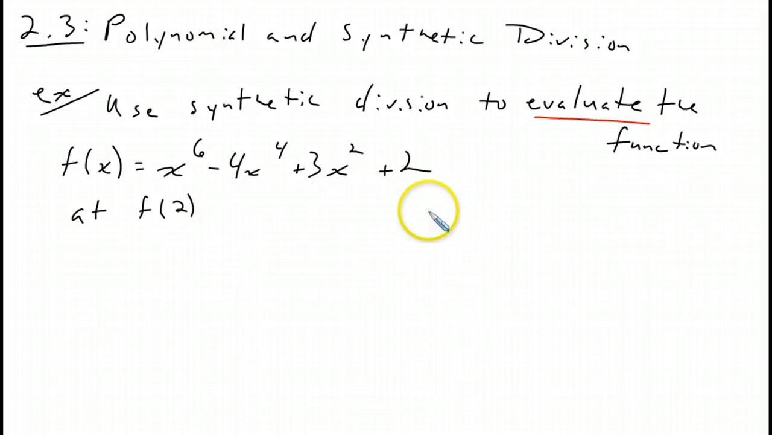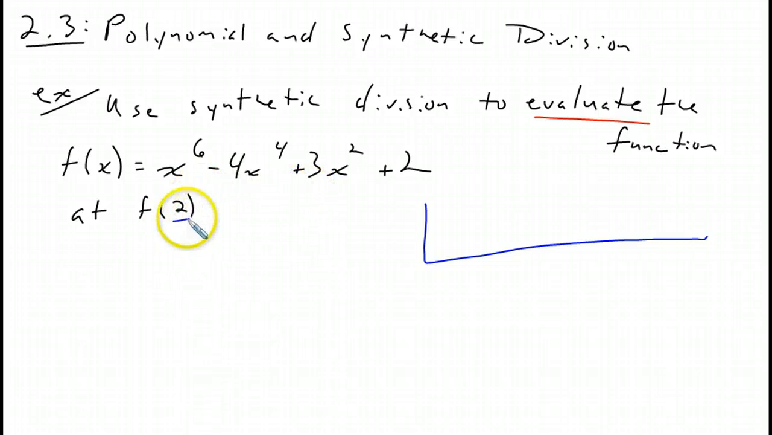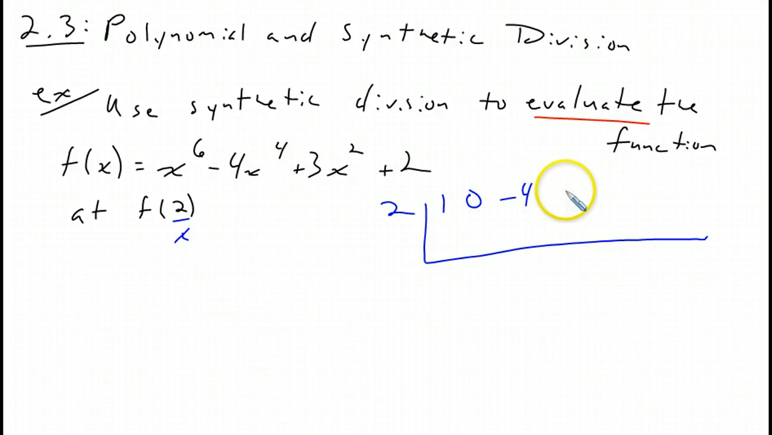But again, I can use synthetic division to actually evaluate the function at f of 2. Don't forget, this is usually f of x, so this is my x. So I'm just going to put 2 on the outside. Then it's just your coefficients on the inside. I have 1x to the 6th. I'm missing an x to the 5th, so I need a placeholder. I have negative x to the 4th, missing an x to the 3rd, so I have a placeholder there. I have 3x squared, missing an x, and I have a constant 2. So it's just a matter of synthetic division.